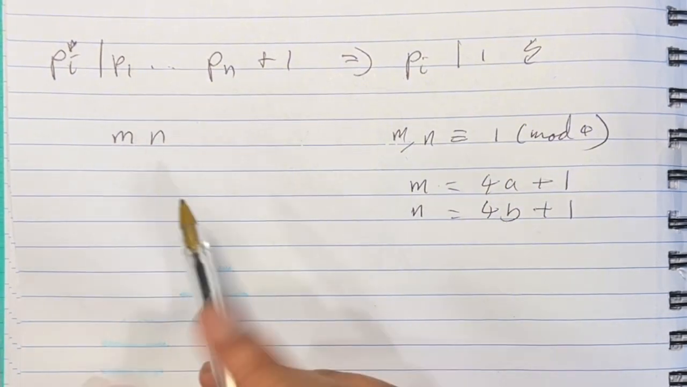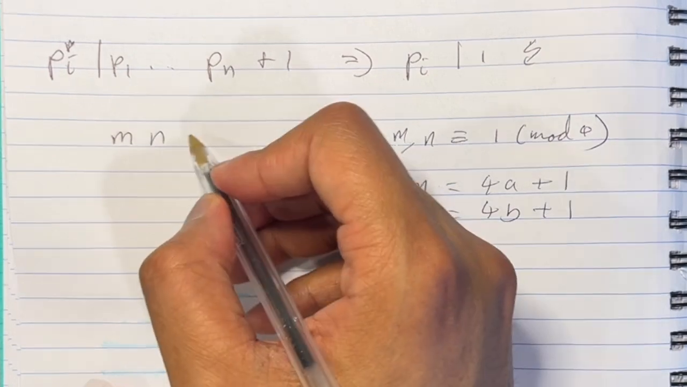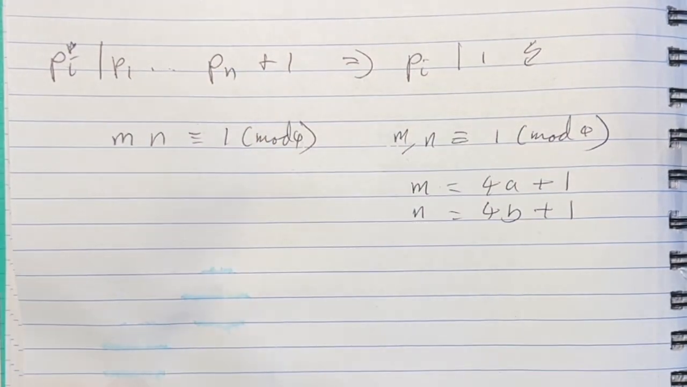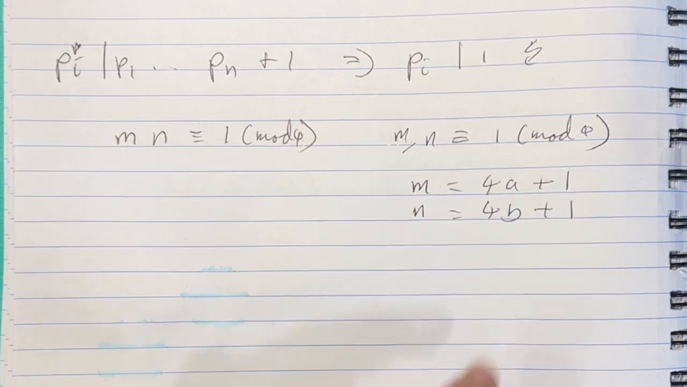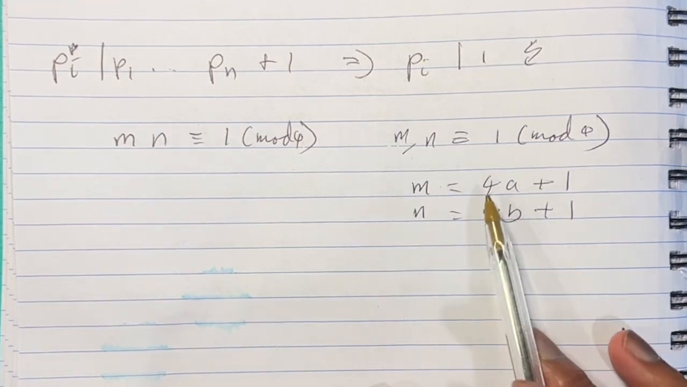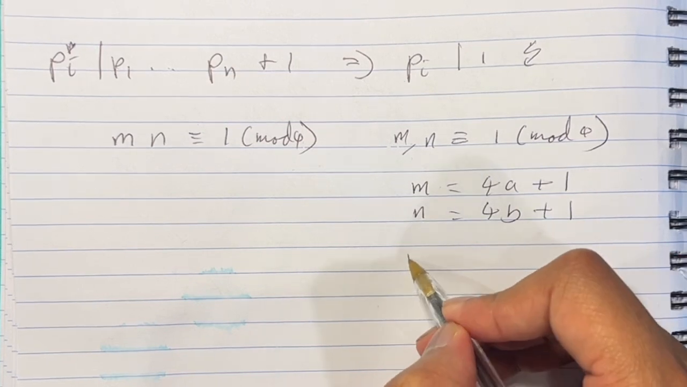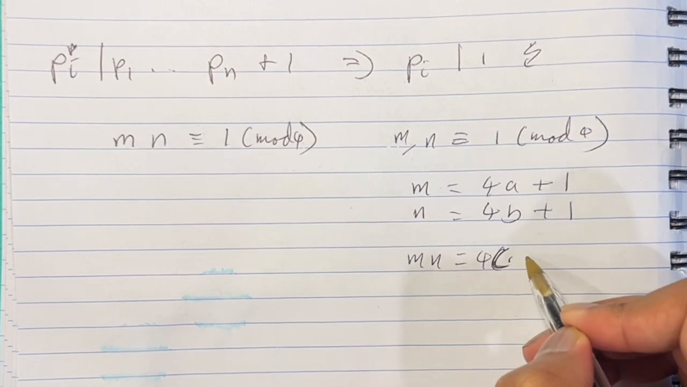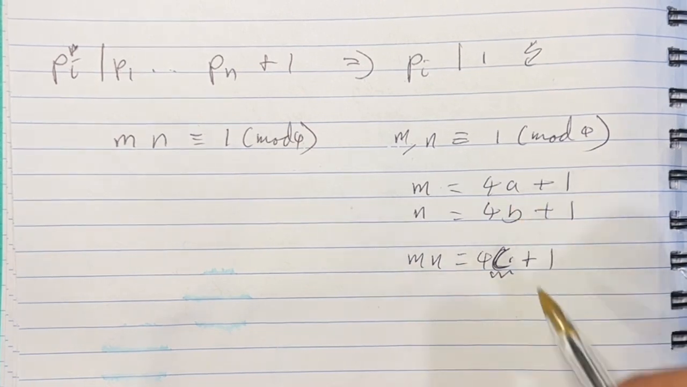Well, I want you to check as homework that the product, this product, is also congruent to 1 mod 4. This is not difficult to show. If you know modular arithmetic, you can just do 1 times 1. Otherwise, you can try and multiply these two together, and you can see if you can get that mn is 4 times something, let's call it c, plus 1. Some integer c, which will be in terms of a and b.